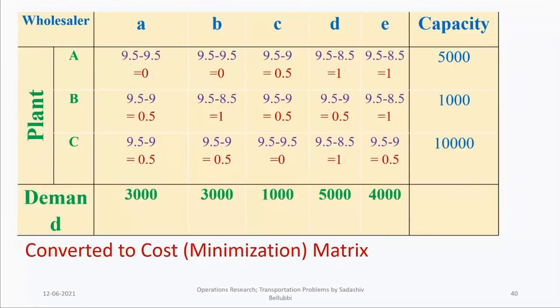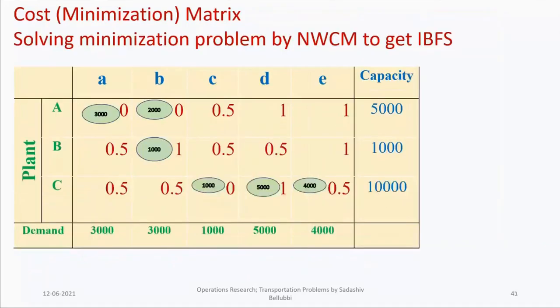Now I have written the calculation here again, 9.5 minus 9.5. This 9.5 is the highest number, so highest number minus whatever number is given in the matrix, that we need to deduct. Okay, this is the minimization matrix. This is the way we need to convert from maximization into minimization. Once we convert the maximization into minimization, then we can go for finding the IBFS.